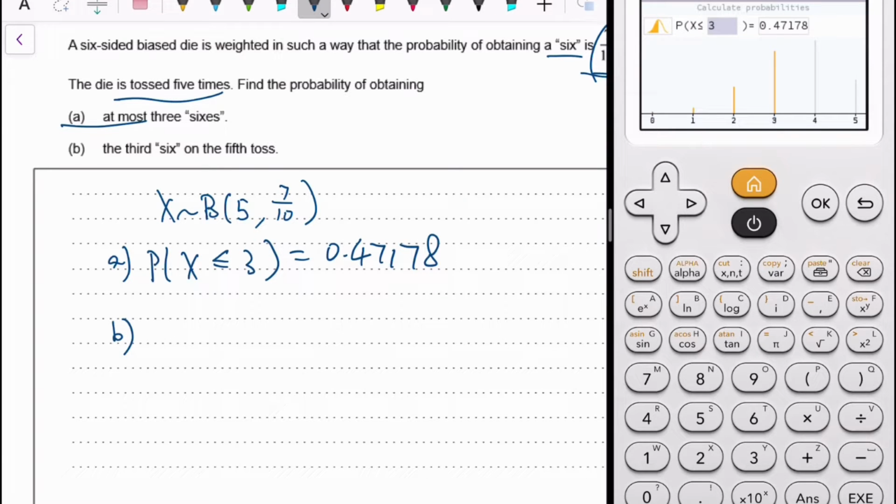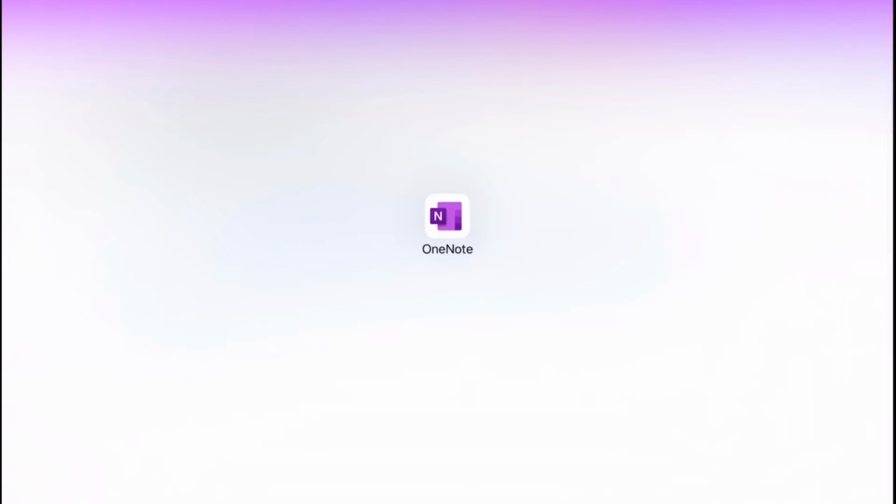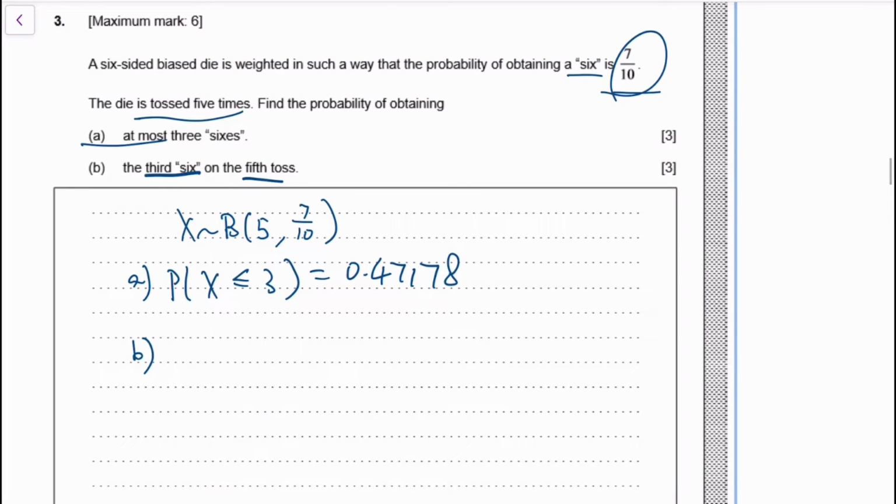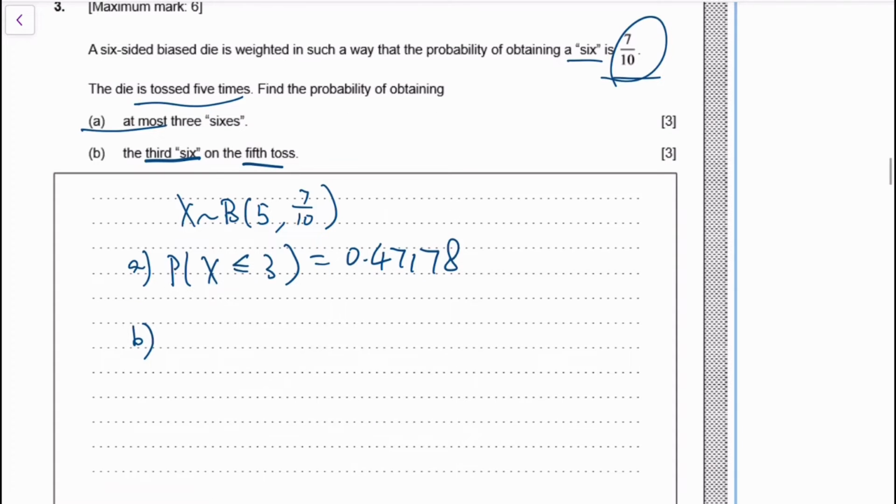B. Now you want a third 6 on the 5th toss. This type of question has come up in HL, I think at least twice in the past papers. So if you've done enough, you've probably seen it. If you've seen it once, you know how to do it. If you've not seen it before, you should pause the video now and give it some thought. How would you do this? Okay? Answer coming in 3, 2, 1.